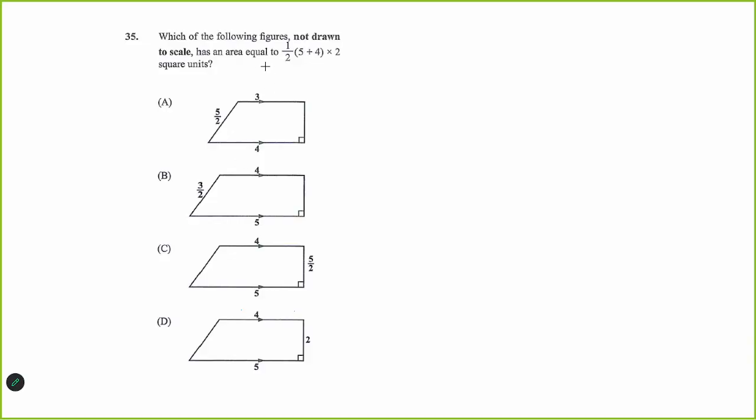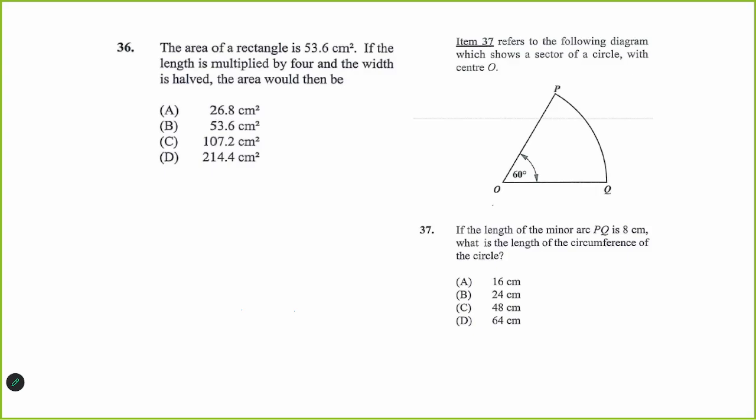This one here, side is 12, the area will be 12 by 12 is 144. This one here, which one? We have 4 and 5 and 2. D is the answer. Your parallel sides and your perpendicular height is 2.